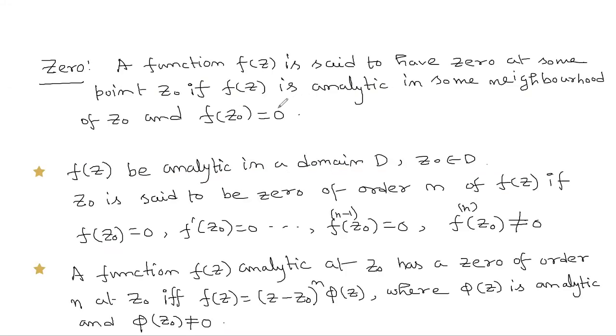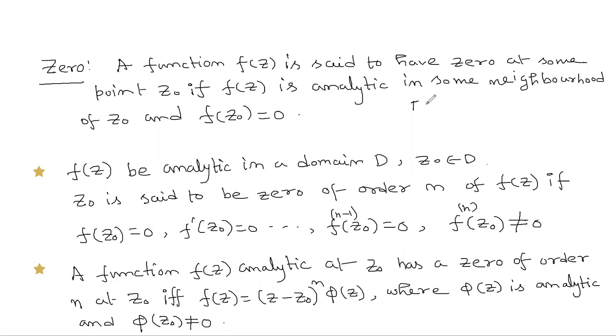Let's begin with the definition of zero of analytic functions. It says if a function f(z) is analytic in some neighborhood of a point z0 and at the point z0 the function is getting zero value, then we say the point z0 is a zero of the function f(z).